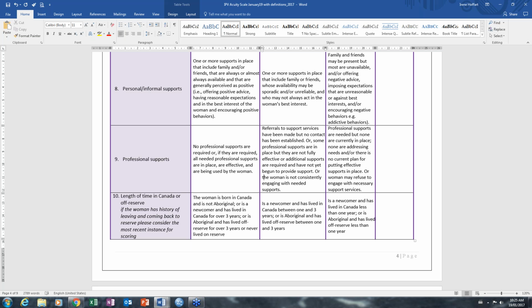And there's a similar comment. I find that newcomers to Canada are usually quite isolated, even if they have been in Canada for longer than 3 years. In some cases, they just moved to Canada and do not have supports. Literacy is quite challenged, etc. So the comment is that they would be scored higher, but I think you just addressed that in that would be captured elsewhere.